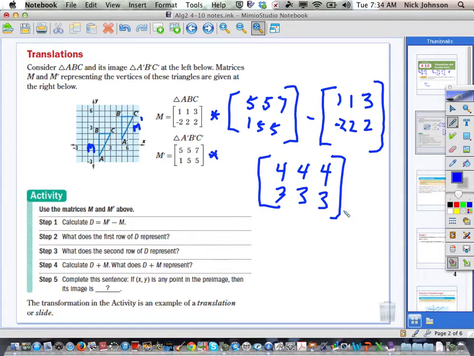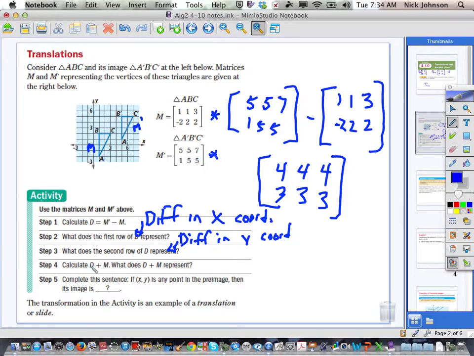Step 2 says, what does the first row of D represent? Well, the first row of D represents the difference in our x values, or what we could say are x coordinates. What does the second row represent? Well, it represents the difference in our y coordinates.